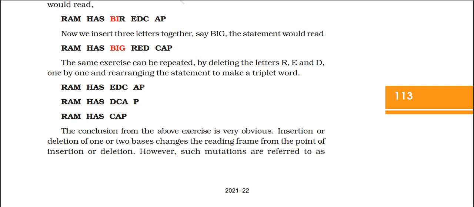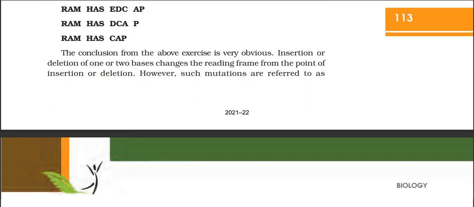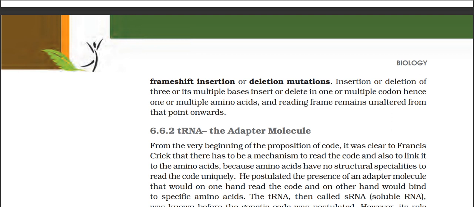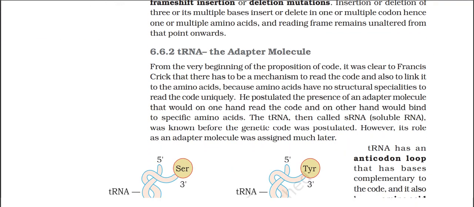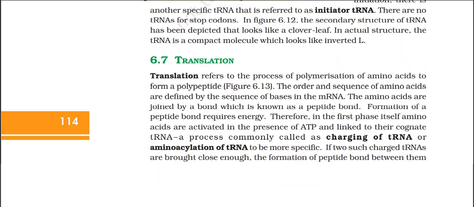However, such mutations are referred to as would be favored energetically. The presence of a catalyst would enhance the rate of peptide bond formation. The cellular factory responsible for synthesizing proteins is the ribosome.